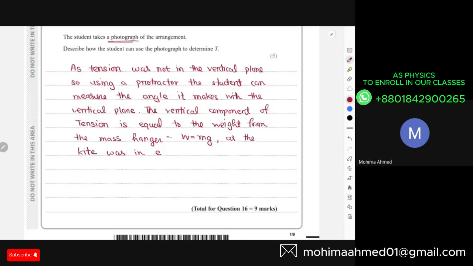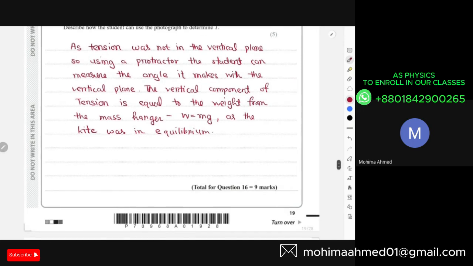The vertical component of your tension is only equal to your weight because the object was in equilibrium, right? If it was not in equilibrium, then we could not have stated that. So from there, we can get the equation from RF equals to 0, T cos theta minus mg equals to 0, T equals to mg divided by cos theta.